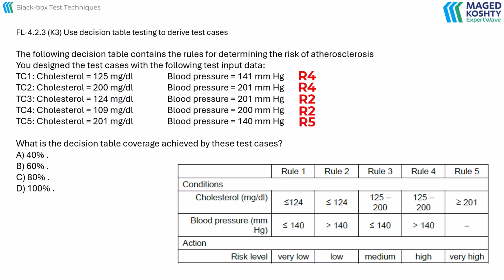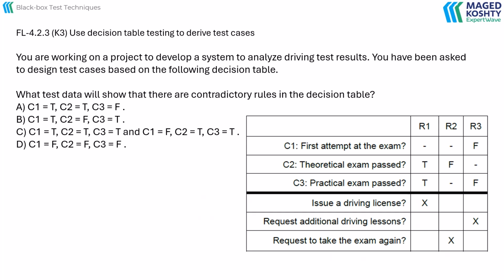So, the 5 test cases cover 3 rules out of 5, which is 60%. Correct answer is B. Third question. The decision table in this question shows 3 conditions, C1 to C3, 3 actions, and 3 rules. The dash in the rules represents doesn't matter, which means it could be either true or false. What test data will show that there are contradictory rules in the decision table?